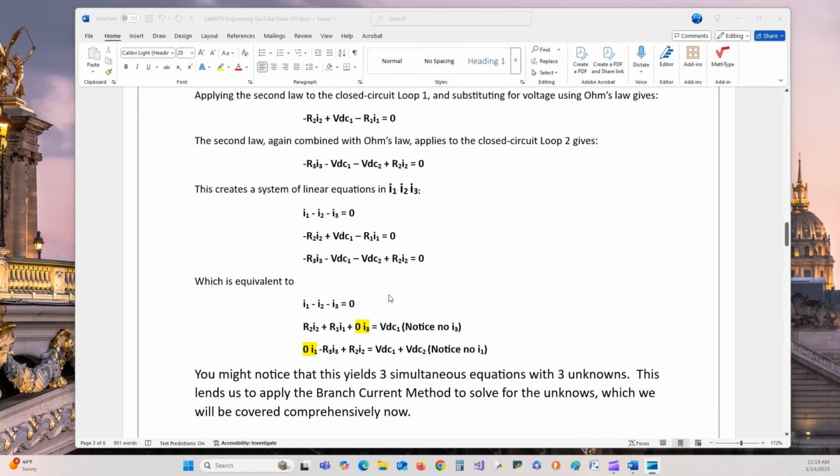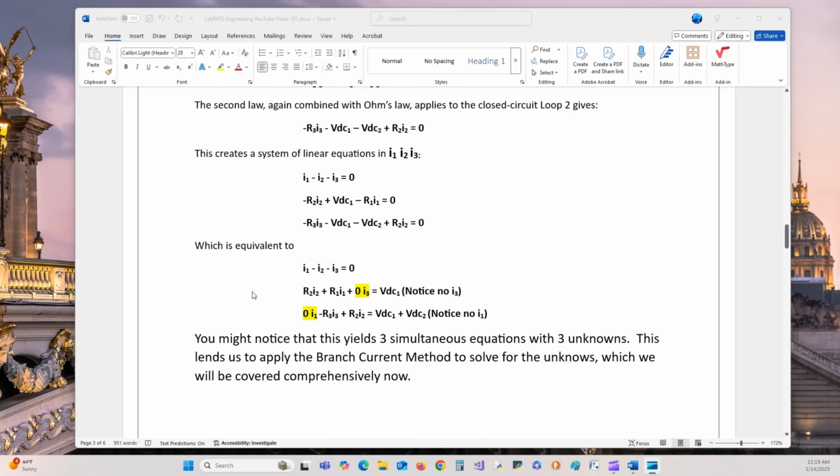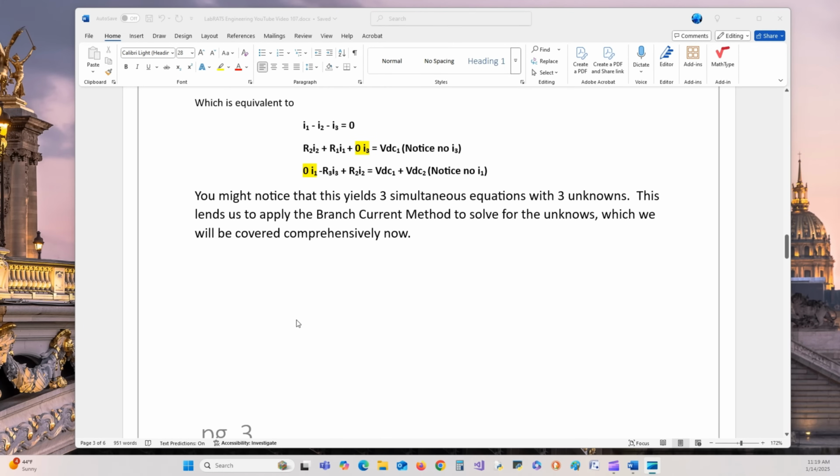This creates a system of linear equations, I1, I2, I3, which enables us to solve for our three unknowns. As you'll notice in the second equation, loop 1, I3 is 0, and in the third equation, loop 2, I1 is 0.